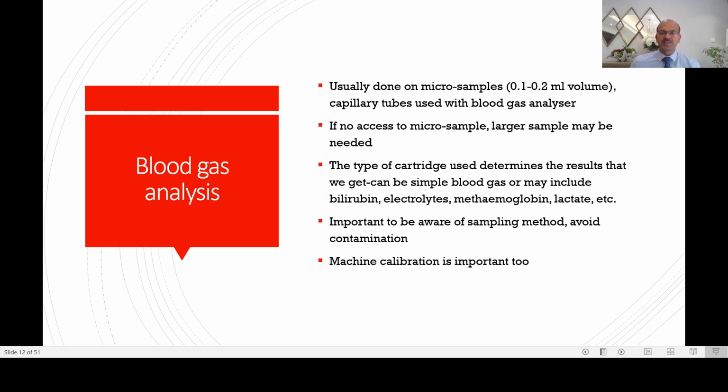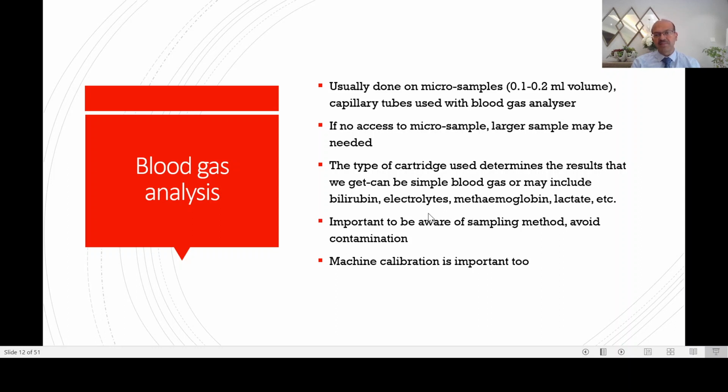We do have the options to add separate tests. We can discuss, of course, that the cost increases when you add certain parameters. So we can add bilirubin, electrolytes. If you're on nitric oxide, methemoglobin measurements help you. Measurement of lactate will be useful as well.